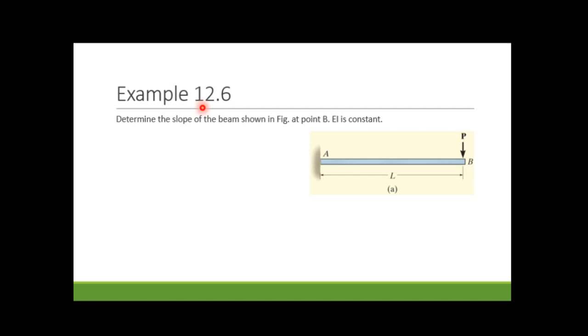It's first of all in 12.6. They are wondering about the slope of the beam in the figure at point B by using this formulation. Again, there are no numerical values obtained. We are finding it with respect to P, with respect to L, and with respect to EI. Okay, so try to remember, I want to go back to the theorems.